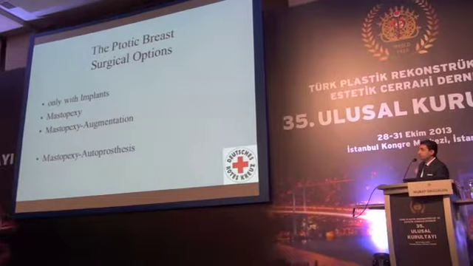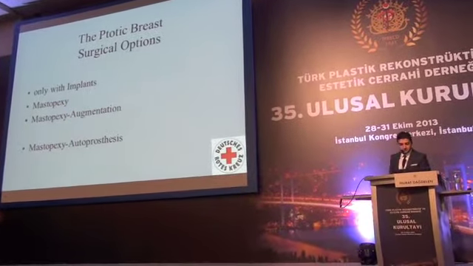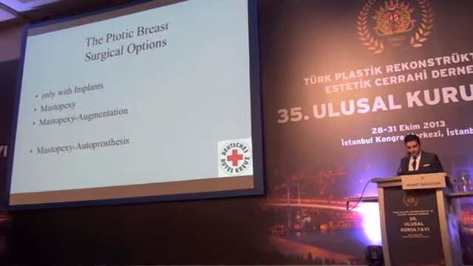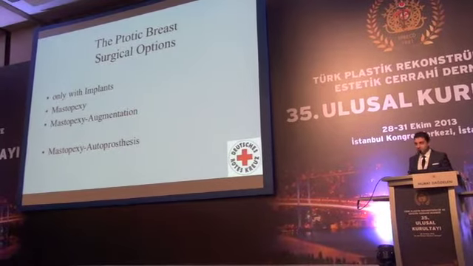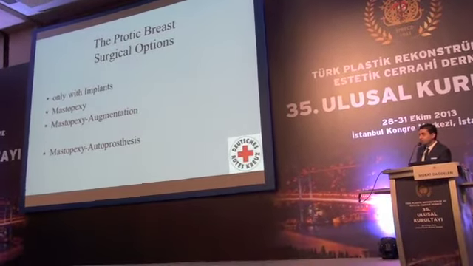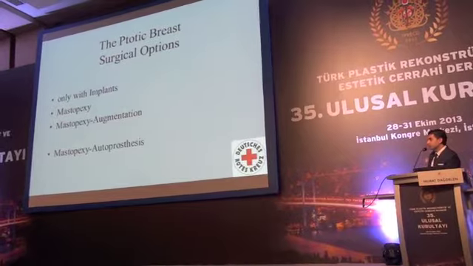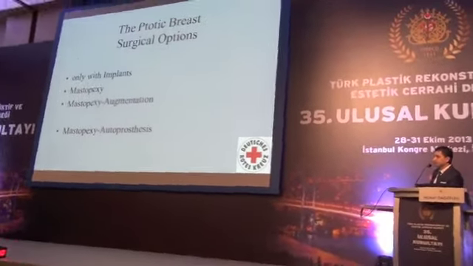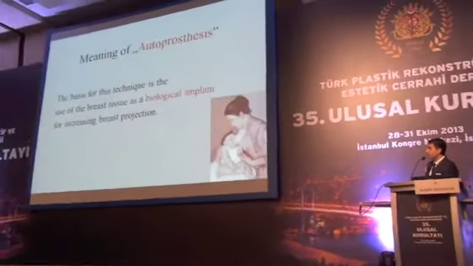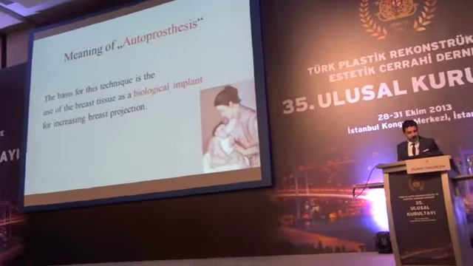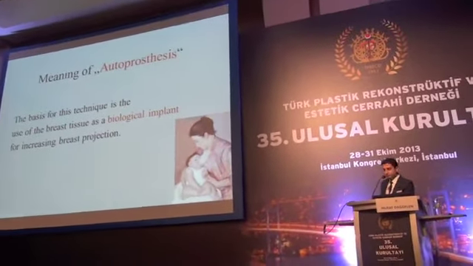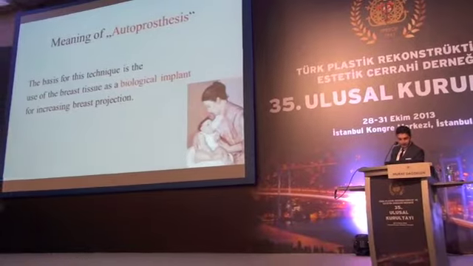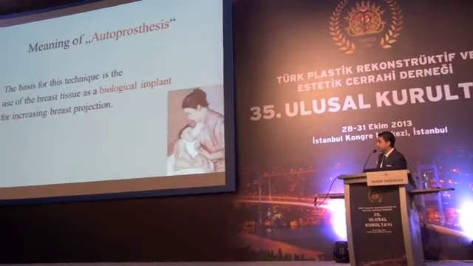There are several surgical options. You can treat the ptotic breast only with implants, you can use mastopexy or a combination of both, but you also have the opportunity to use the autoprosthesis for mastopexy. The meaning of autoprosthesis is that the basis for this technique is the use of breast tissue as a biological implant for increasing breast projection.